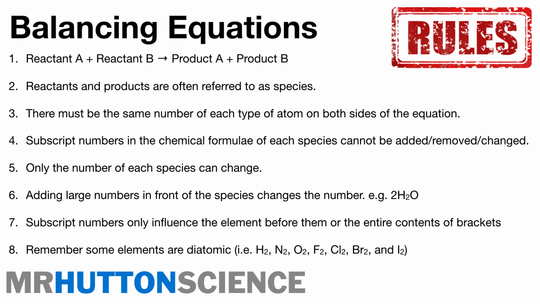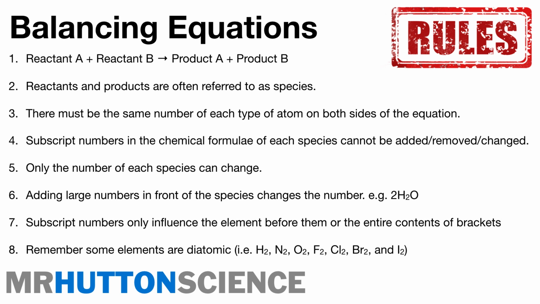The subscript numbers we've been talking about only influence the element before them. So if there's a subscript number after the H in H2O, then that number just means that there's 2 hydrogens. It has nothing to do with the oxygens. If they're outside of the brackets, for example if it was 2, that would mean that everything inside the brackets is multiplied by 2. And we'll see an example of that a little bit later.